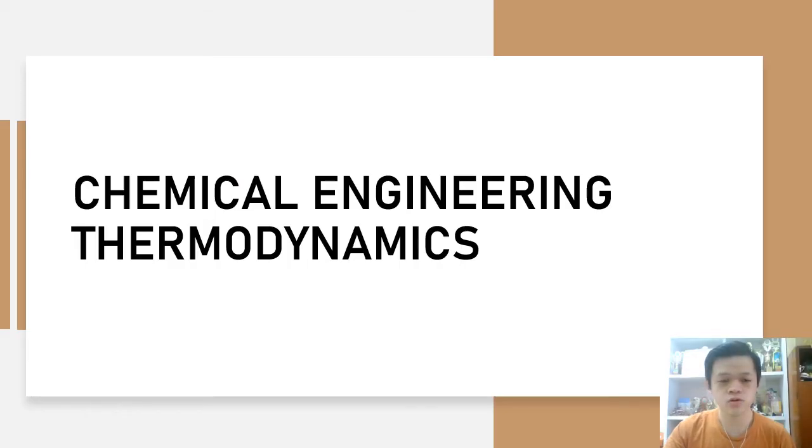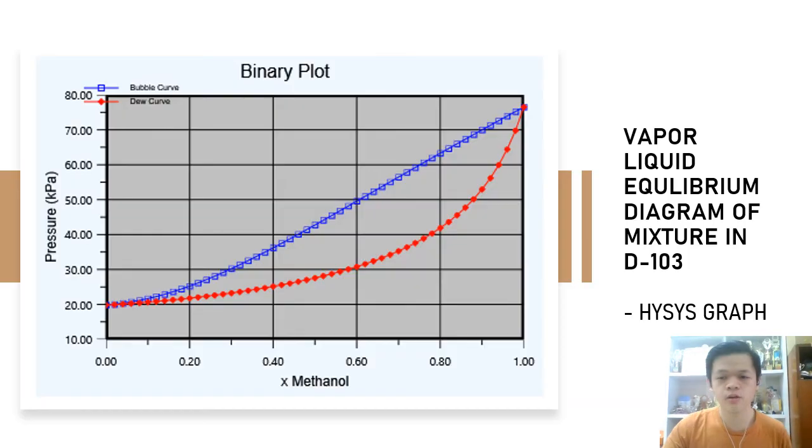My name is Teoh. For chapter 3, we have the vapor-liquid equilibrium diagram of the mixture in D103 from HYSYS. For the PXY diagram, the temperature is fixed, and for our group, the temperature is given as 60 degrees Celsius.